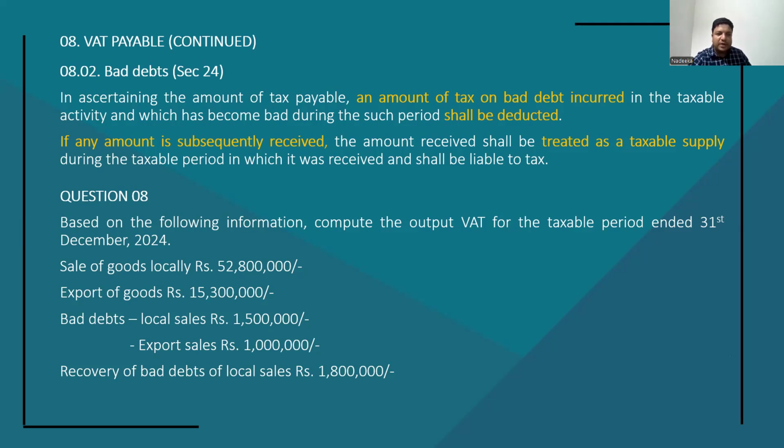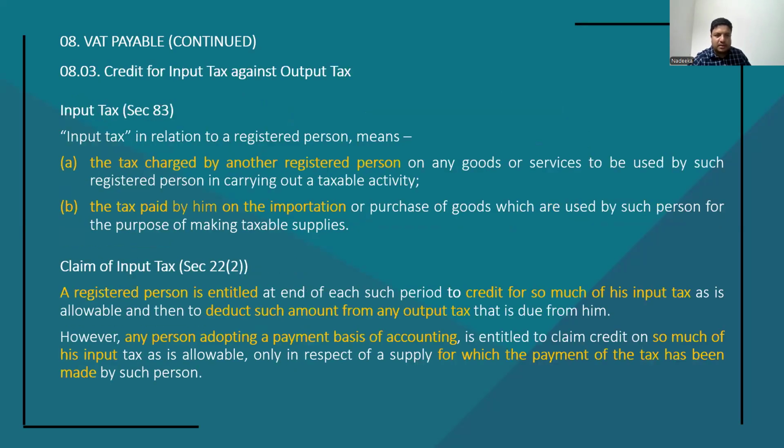Right. Then you take export of goods, 15.3 million. From that, you deduct bad debts, 1 million. The value of liable supply is 14.3 million. And you apply 0% on that, and the output tax is 0. So basically, this is how bad debts adjustments are made.